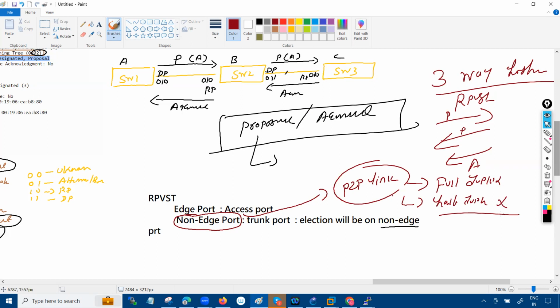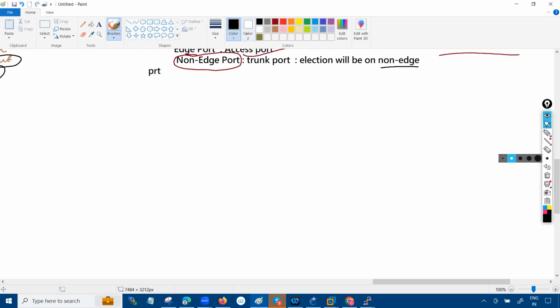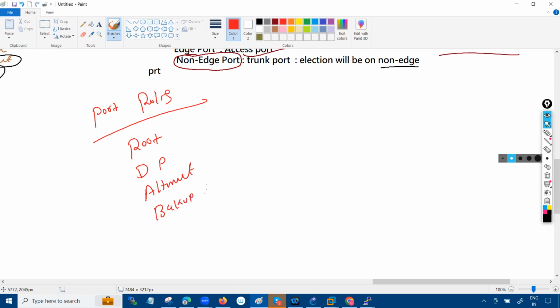Now, one more thing in RSTP we have. There are a lot of things according to the CCNP level, but one more thing that I want to discuss about RSTP is the port roles. If I talk about the port roles, we have one extra port over here. Normally you already have a root port, a DP port, and an alternate port that you have seen previously. Another port we have introduced is the backup port. This port only comes into the picture when you have a half duplex.